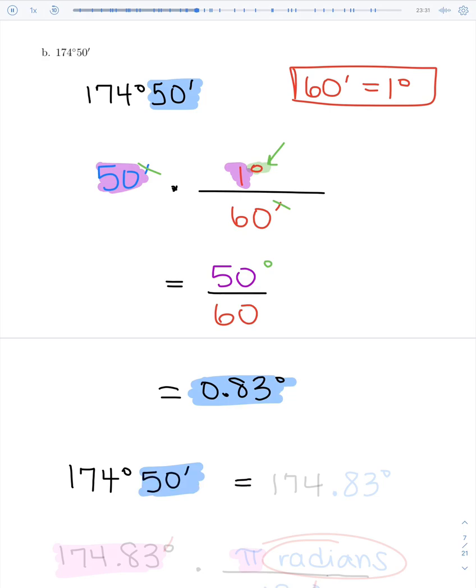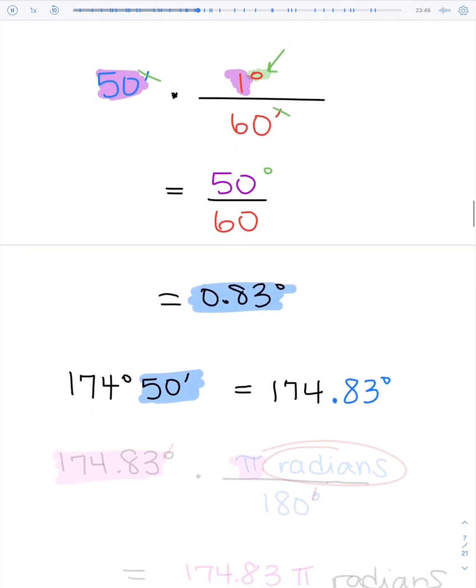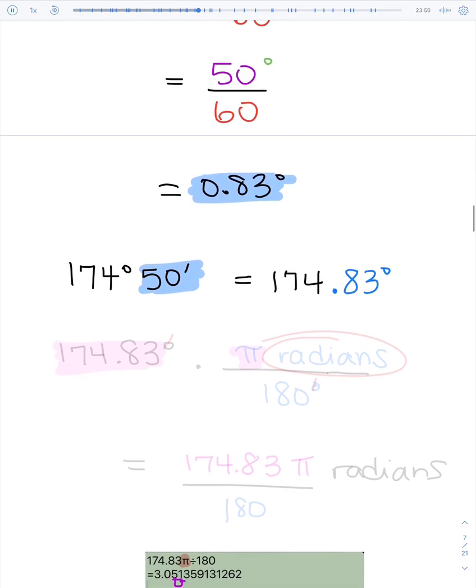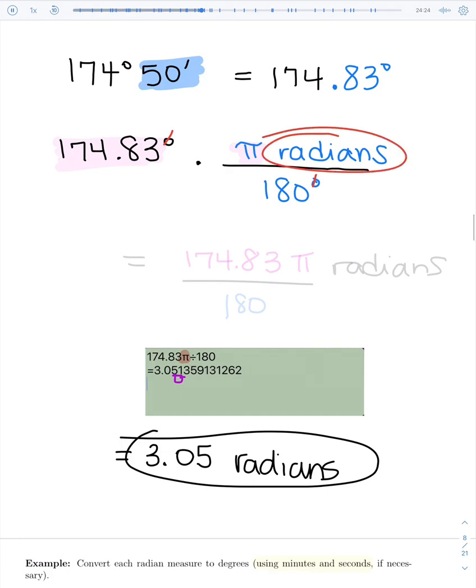So now what that means is I can rewrite our angle as, let's see, 174 was the beginning, and we just came up with the 0.83 as our decimal part of our degree from turning the minutes into degrees. Now that our entire angle is in degrees, now we can worry about converting it into radians. So now we can take our 174.83 degrees and convert it into radians by multiplying by just the same thing that we did before. Remember, we put the 180 degrees on the bottom and the pi radians on top. And what will happen is the degrees will cancel out and our final answer will be in radians.